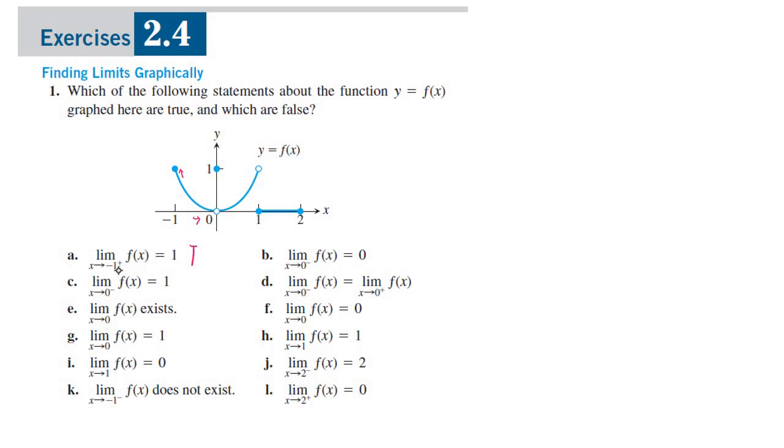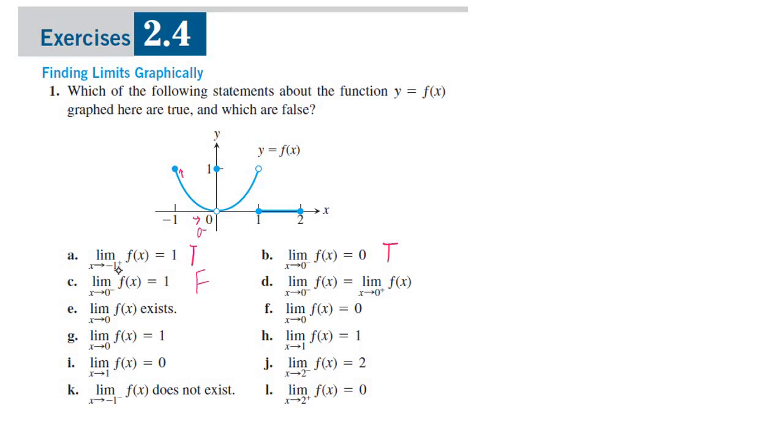As x tends to 0 from the negative side, it approaches 0. So that is true again. Limit as x tends to 0 from the negative side of f(x) is equal to 1. That's false, because we said it was true here. From the negative side again, right? It tends to 0. So this is false.